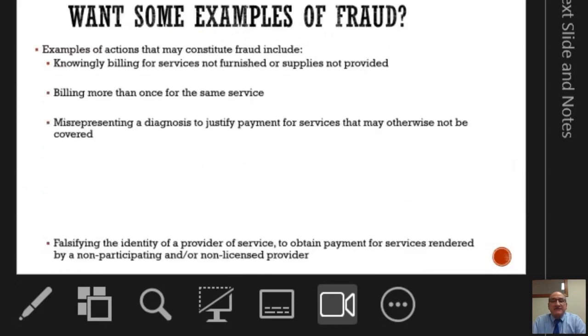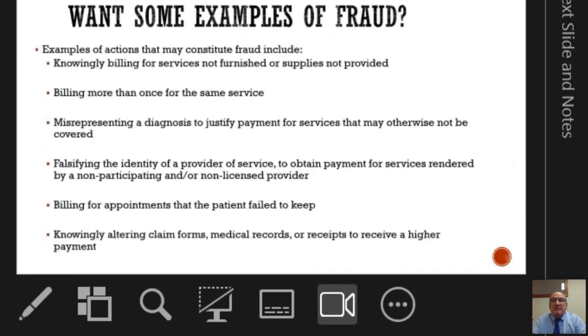Some examples: knowingly billing for services that weren't furnished, billing more than once for the same service, misrepresenting a diagnosis just to justify the payment for services that might otherwise not be covered, and falsifying the identity of a provider for service to obtain payment.